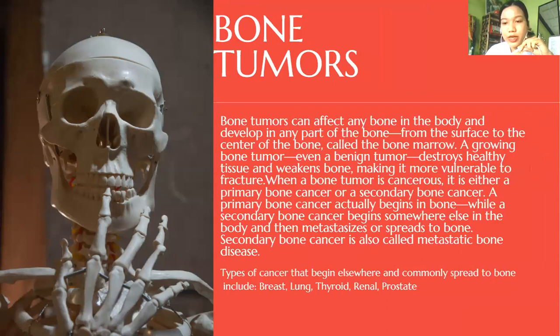When a tumor is cancerous, it is either a primary bone cancer or a secondary bone cancer. A primary bone cancer begins in the bone, while secondary bone cancer begins somewhere else in the body and then metastasizes, or spreads, to the bone. Secondary bone cancer is also called metastatic bone disease. Types of cancer that begin elsewhere and commonly spread to the bone include breast, lung, thyroid, renal, and prostate.